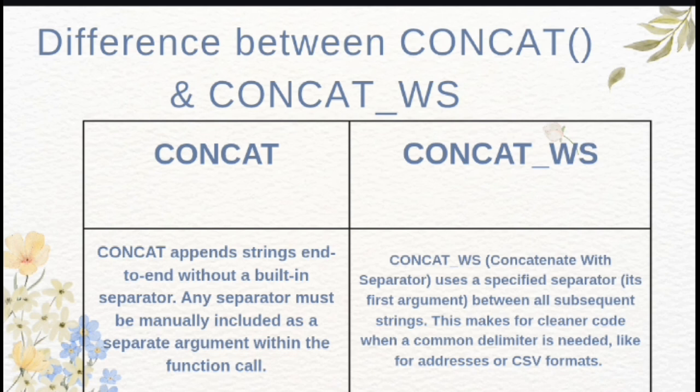Whereas CONCAT_WS, concatenate with separator, uses a specified separator, its first argument, between all subsequent strings. This makes for cleaner code when a common delimiter is needed, like for addresses or CSV formats.